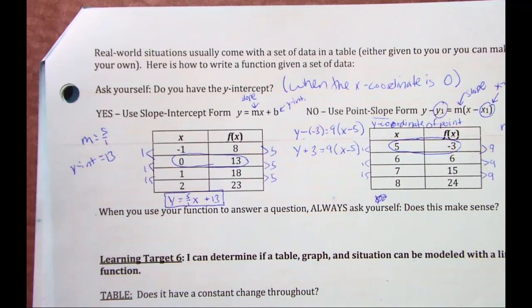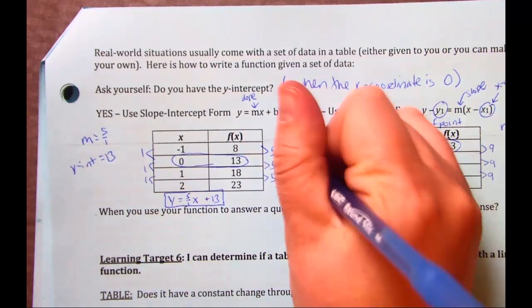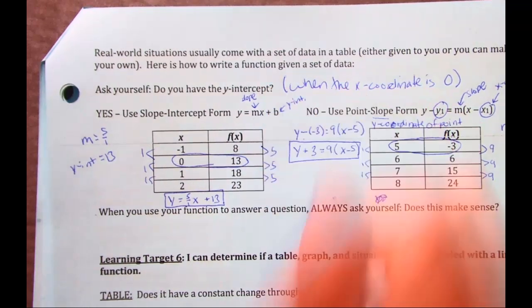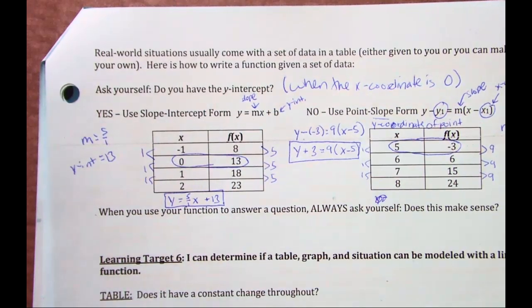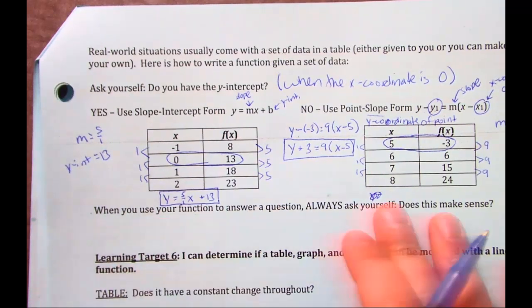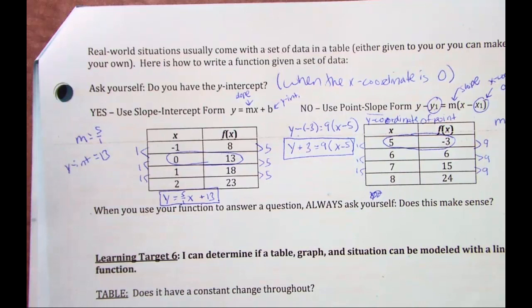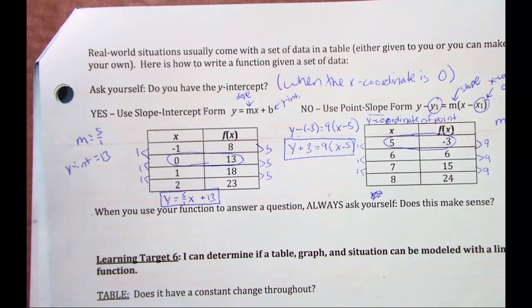And the last thing, when you use your function to answer a question, so let's say we have these functions now, and we're using them to answer a question, we're going to always ask ourselves, does our answer make sense? If you get a negative result, if you plug something into this function, a negative's okay in this situation. If you get a decimal, a decimal's okay. Does it make sense? So that's how you can model data with linear functions.